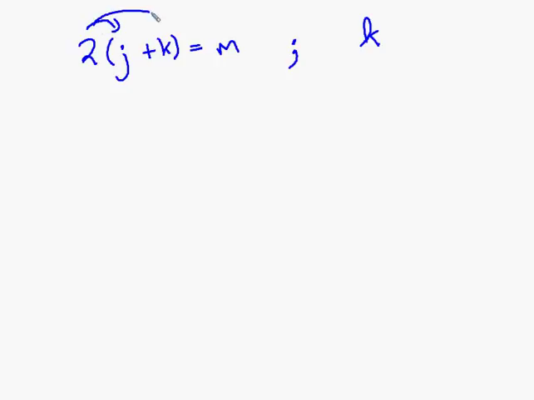All right, so we should distribute this. Now what do we do? Okay, you subtract 2J.